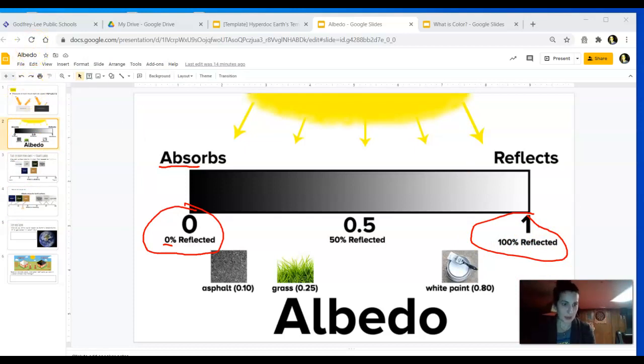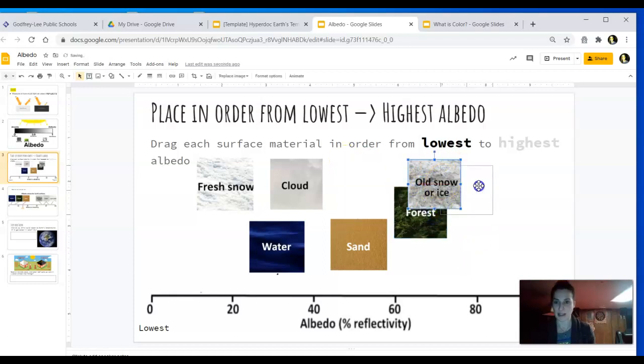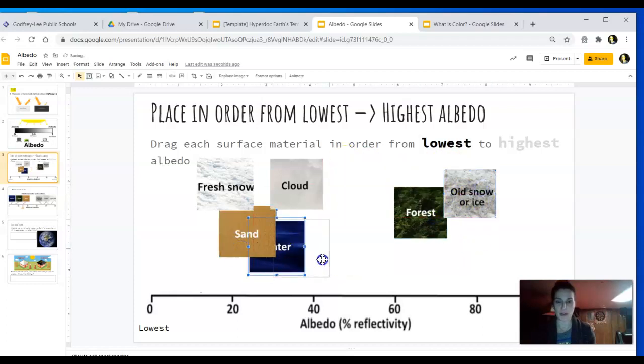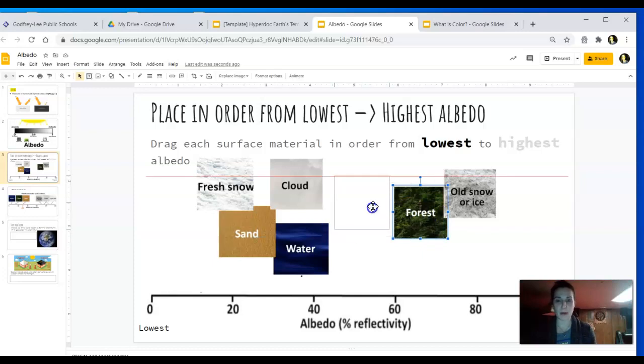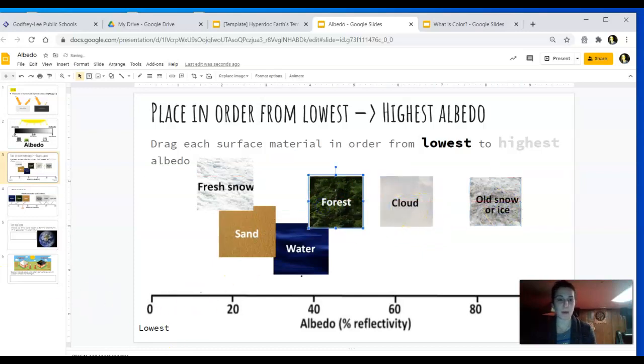So then if I could have you here, just put down, and you can arrange these and move these, which you think has the lowest albedo, so that absorbs the most. And then over here, the highest albedo, which of these surface materials of Earth would have the highest albedo. Then you can move through and check your answers and put in your responses.